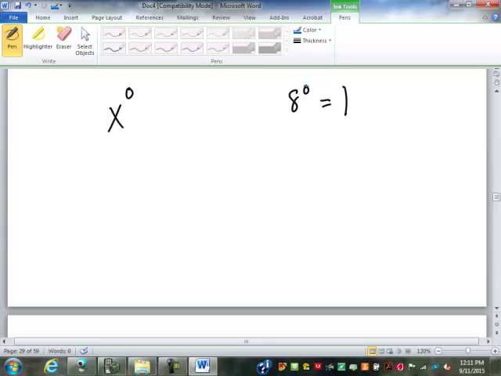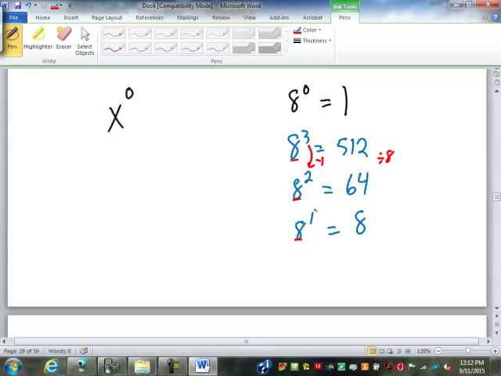So what we do is we look for a pattern. 8 to the 3rd power is 512. 8 to the 2nd power is 8 times 8, or 64. 8 to the 1st power is 8. So the pattern here, when we start out with a base of 8 in our exponent, is that whenever we reduce the power by 1, the answer is divided by 8. Reduce the power by 1, that's divided by 8.